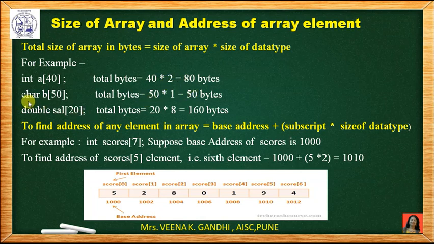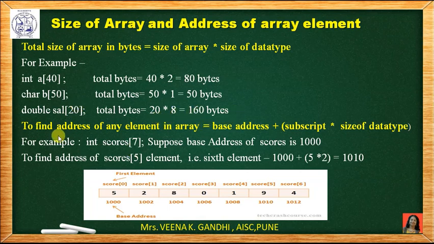Next is char b[50]. So b is a character array and a char requires 1 byte. So the size of the b array will be 50 into 1, 50 bytes. Then double salary[20]. So double requires 8 bytes and the subscript here is 20. Size is 20 here. 20 into 8, 160 bytes.